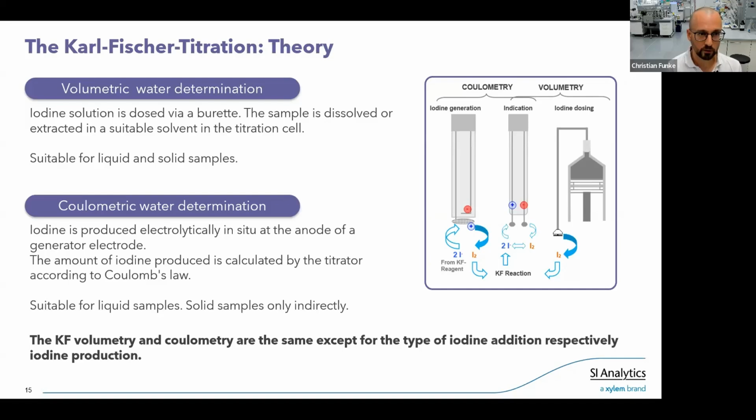The volumetric water determination, just to define it generally, is mainly used for higher water contents, and coulometric for lower concentrations, but this strongly depends on the sample and how well the sample dissolves and how much of the sample you can dissolve. So you see that the difference between both systems is only the kind of addition of iodine. The detection is in both cases the same.